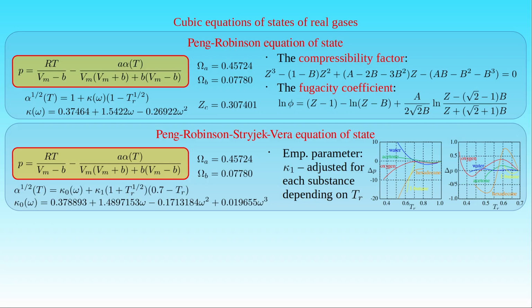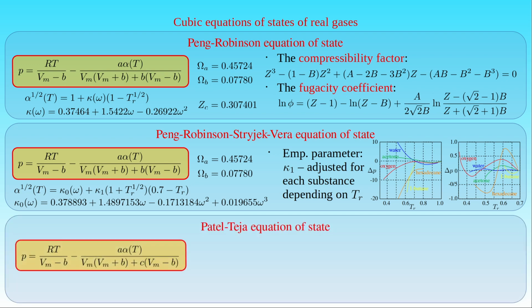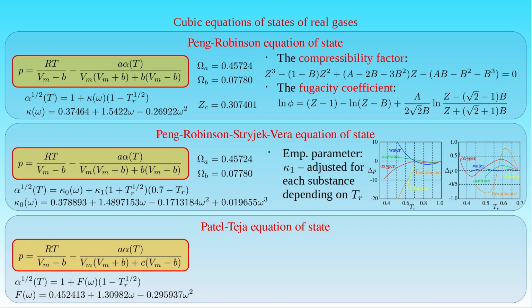original equation of state. Another form improving the Peng-Robinson equation is the Patel-Teja equation of state proposed in 1982, where a third parameter C was introduced in the pressure correction term of the equation of state. The square root of the alpha function is defined by 1 plus a factor f times 1 minus the reduced temperature Tr raised to the power 1 over 2, where f is an empirical parameter specific for the given substance and it is determined by minimizing errors between experimental saturated vapor pressures and those derived from the equation of state.